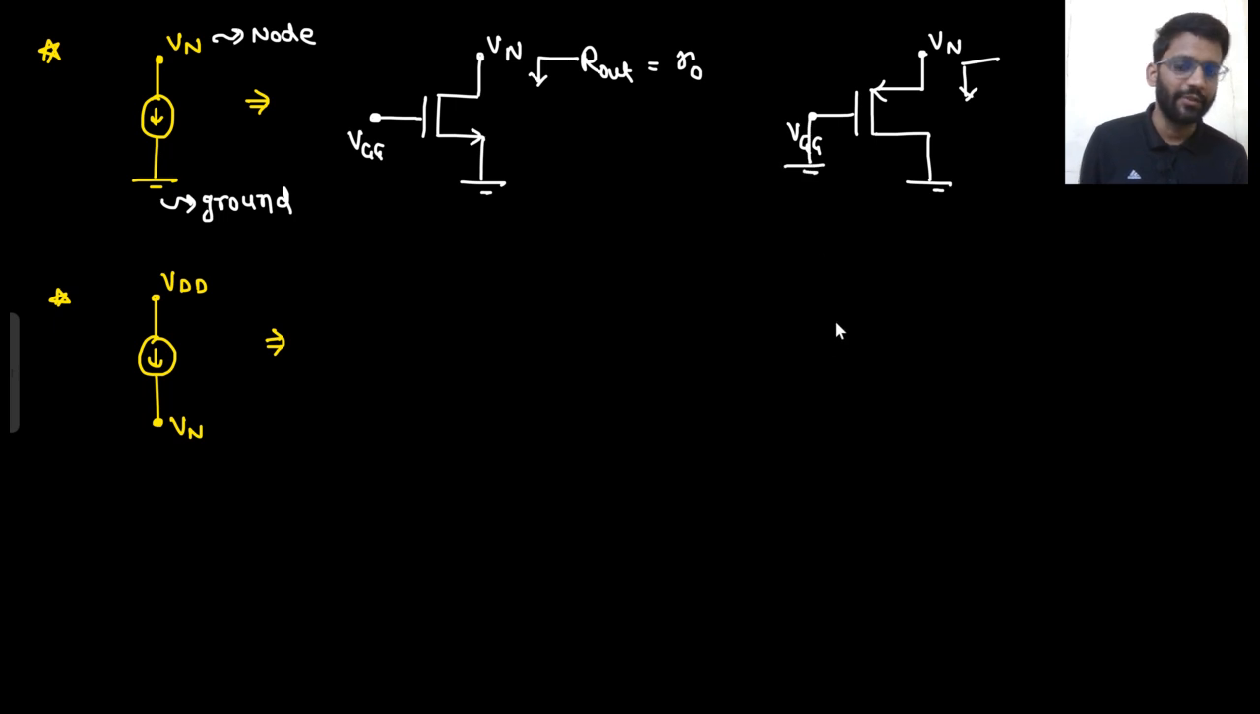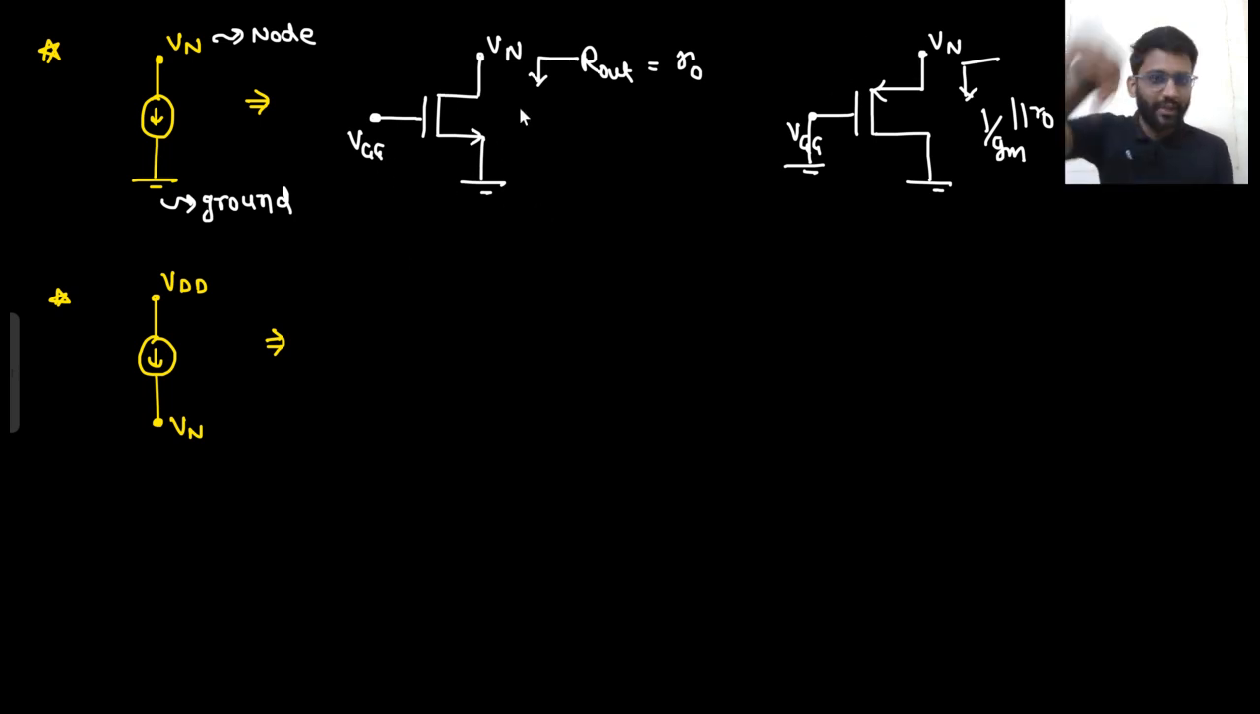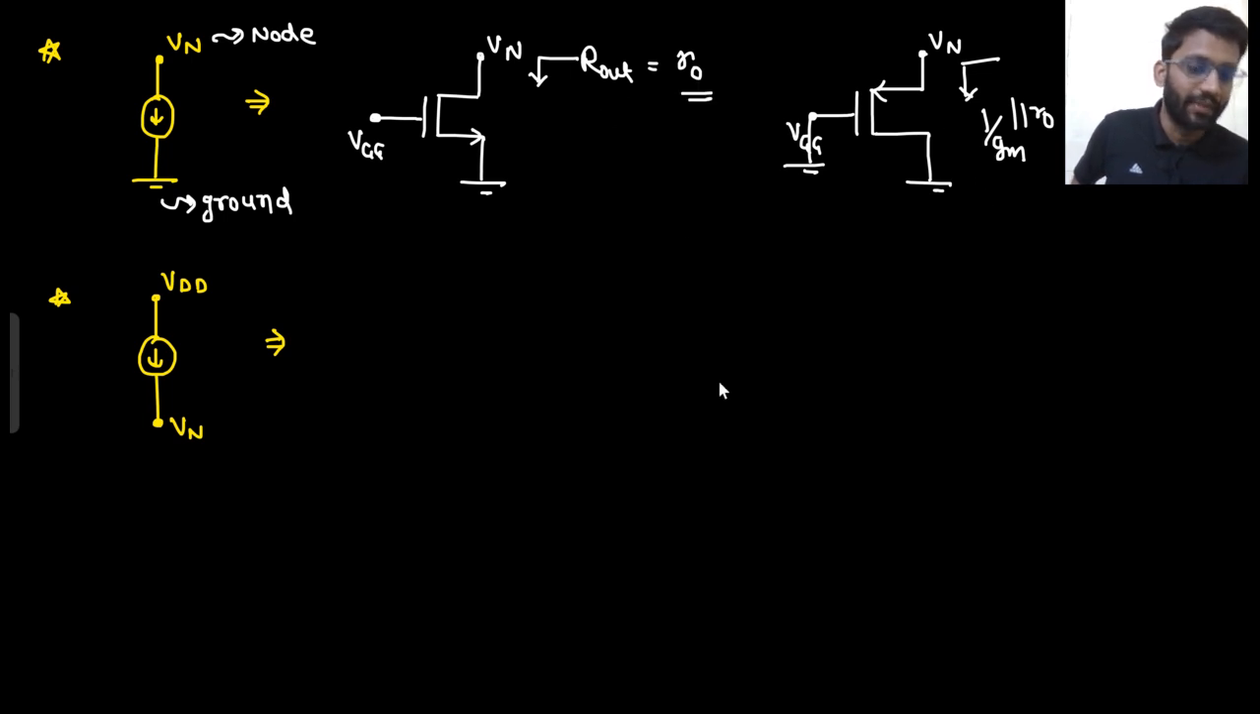This VGG will be shorted. Then from VN to ground, you see 1 by GM, and you see R0. Here VSG is not gone. In the NMOS case VSG was gone, so the complete MOS was replaced with open circuit and R0 only you could see. But here what is the output impedance? 1 by GM parallel with R0, which is not greater than R0.